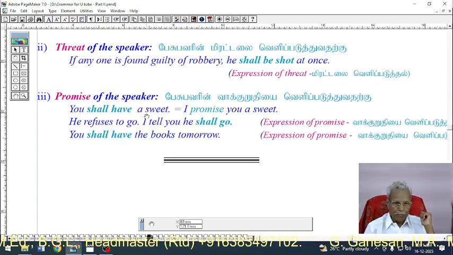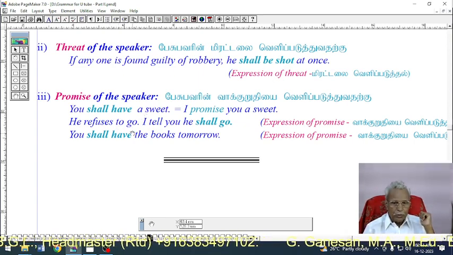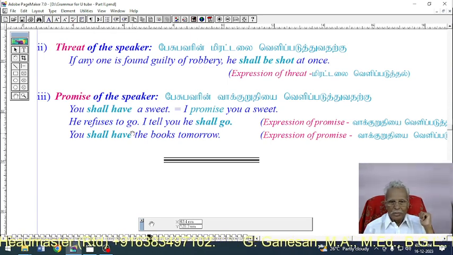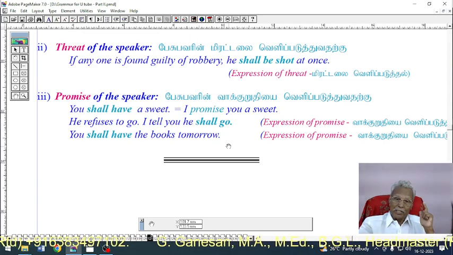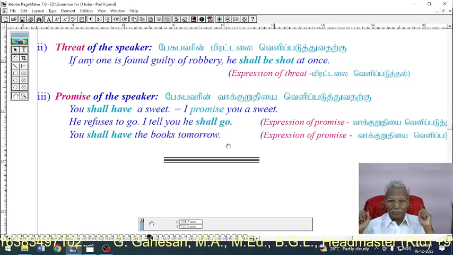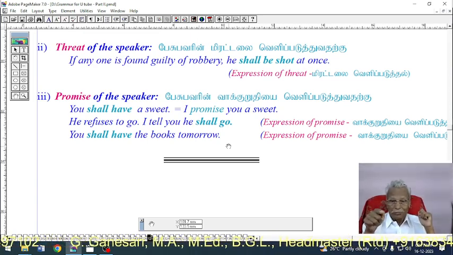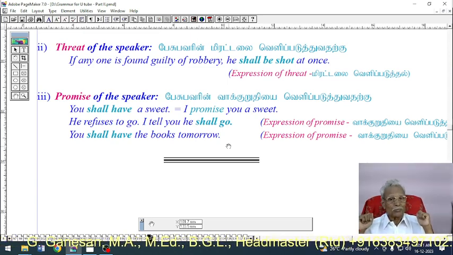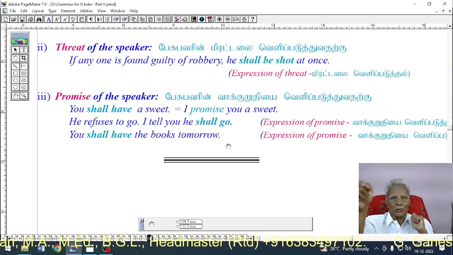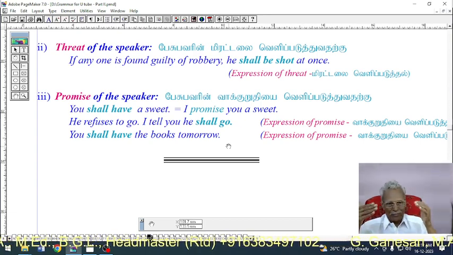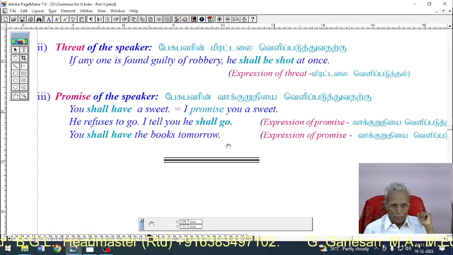Expression of promise: He refuses to go. I tell you, he shall go. That is, the speaker says, actually somebody else refuses to go, but I tell you, that is, I promise you, he shall go. I tell you, he must go. So, the promise of the speaker.